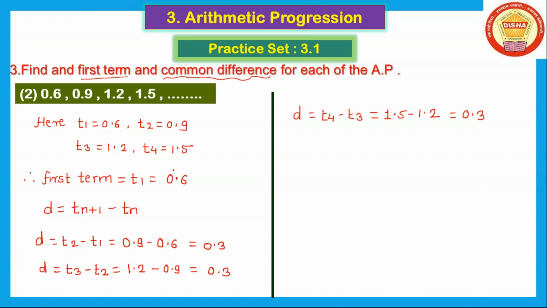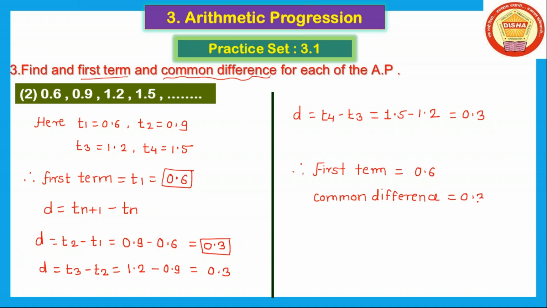What is the question? Find the first term and the common difference. So below that we write first term is equal to 0.6, and then we write common difference is equal to 0.3. Then we make a box for the final answer. All of you understood?